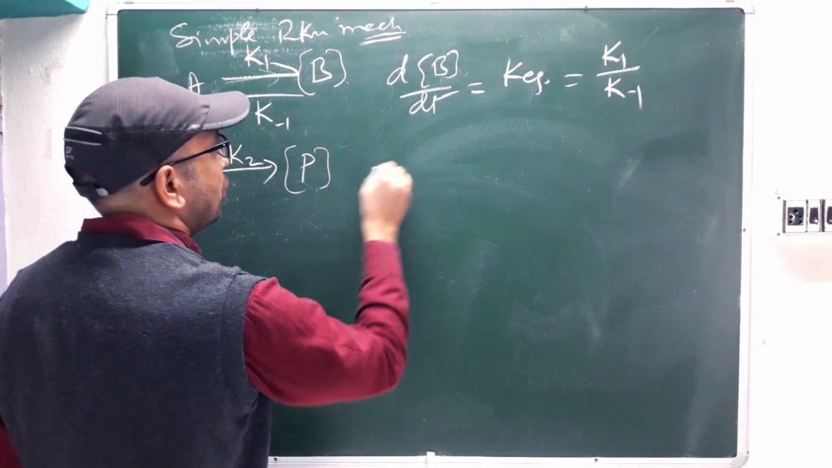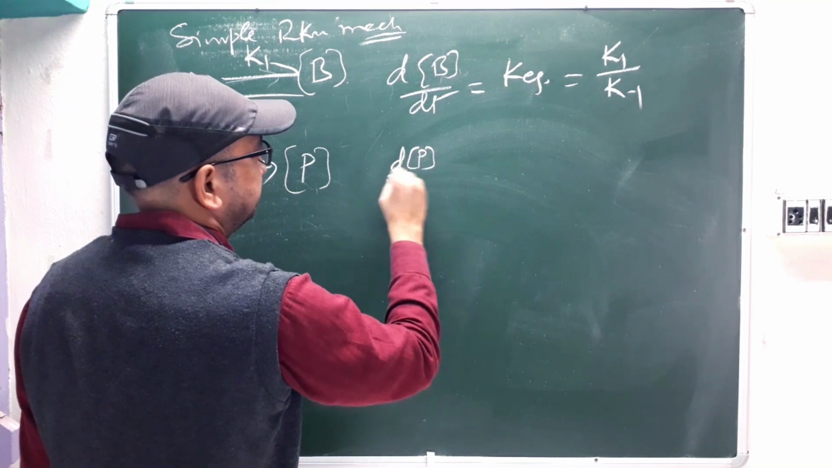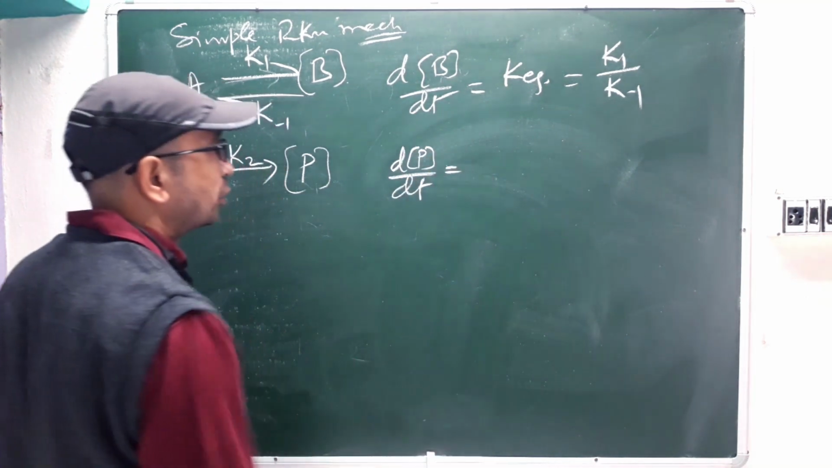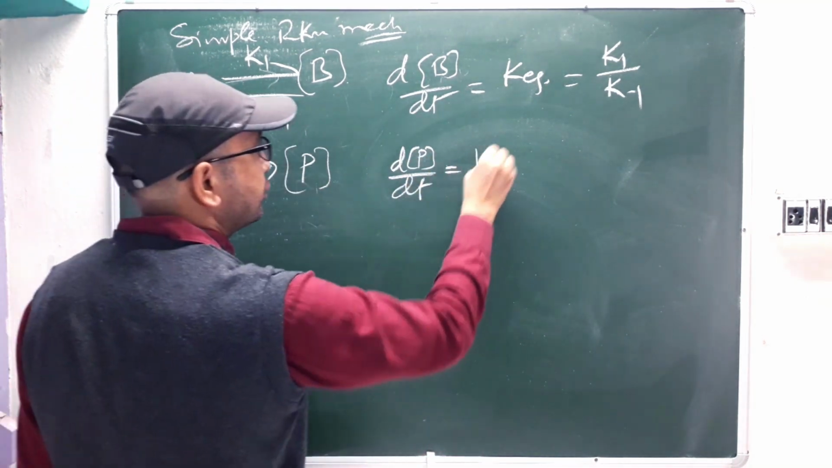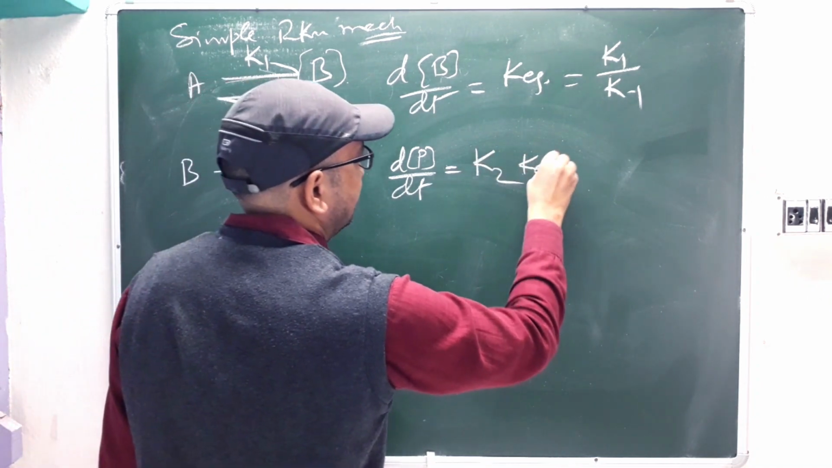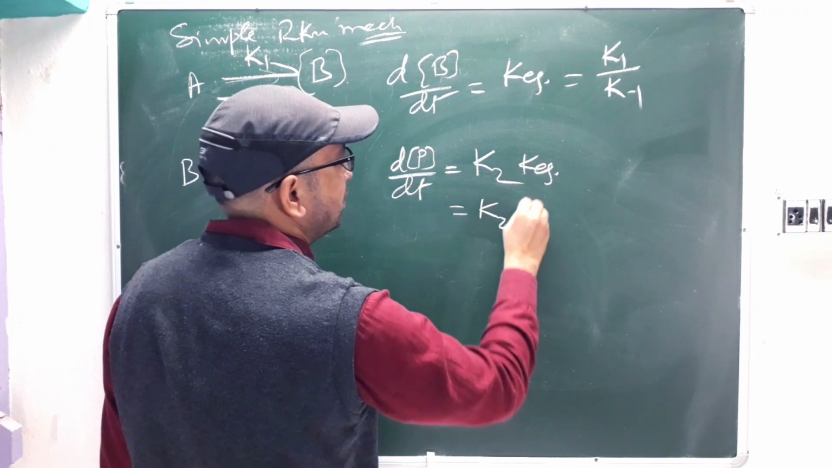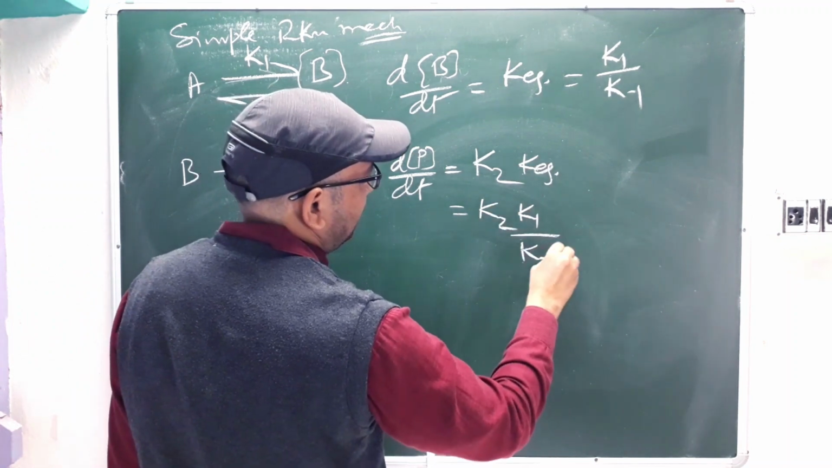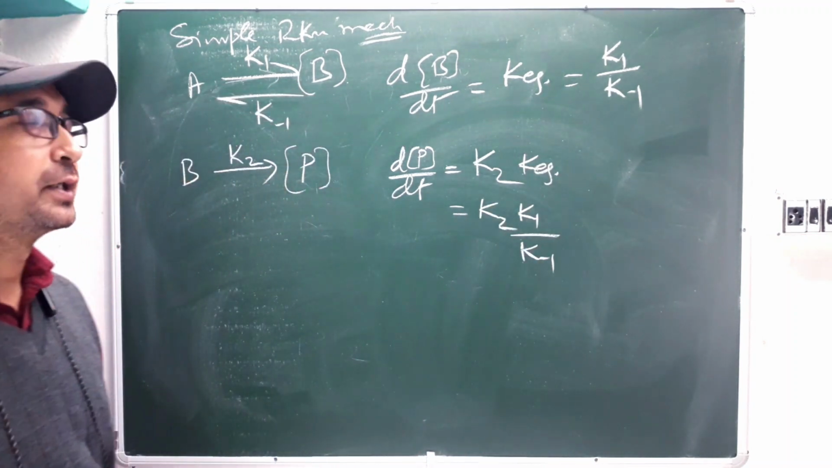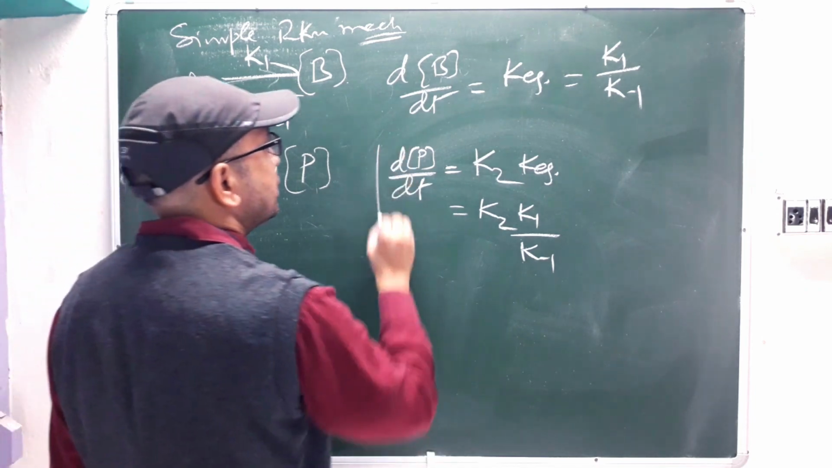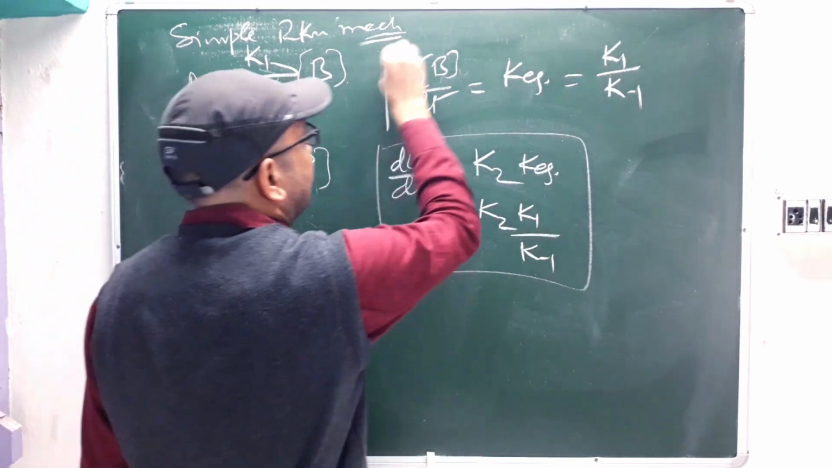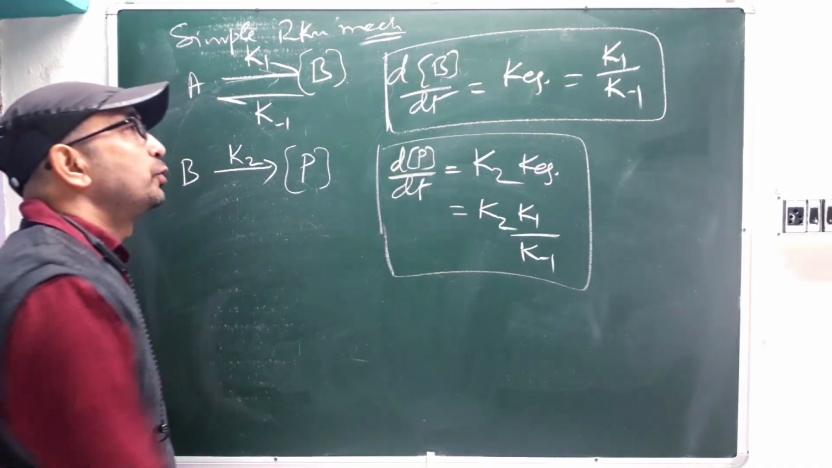If they are asking for product, how you are going to calculate? It will be like K2 and then K equilibrium. So K2 into K equilibrium is K1 by K reverse, correct? So with these equations you will calculate this type. This is type 2 reactions, right?